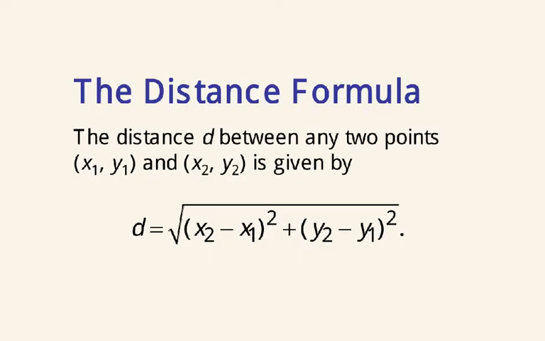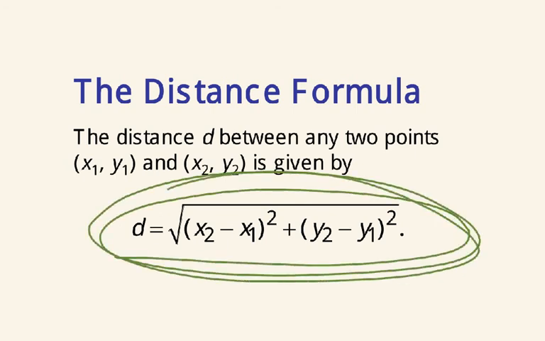Distance formula. The distance between any 2 points can be found by subtracting the x-coordinates and squaring it, adding the distance between the y-coordinates and squaring it, and then taking the square root of that whole thing. Okay, again, this is a formula that you are going to need to just memorize. Okay?